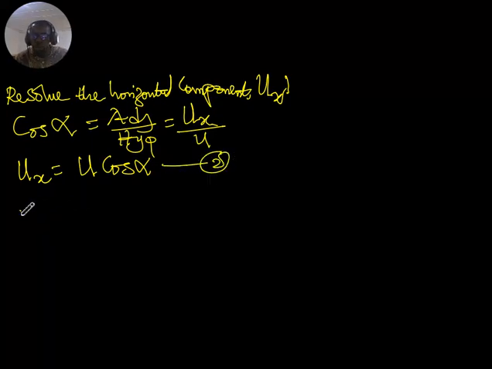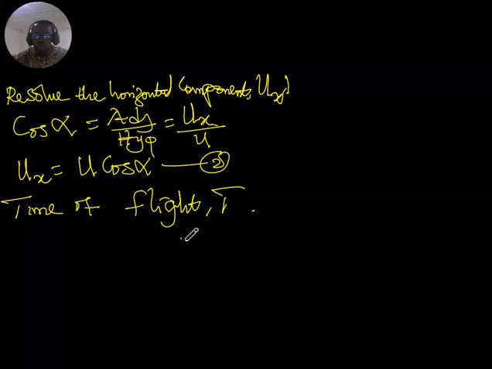Now we need to talk about the time of flight, which is capital T. Time of flight of a projected body is the total time taken for that projected body to return back to the same level at which it was projected. So for me to derive the equation for the time of flight, you have to record that.